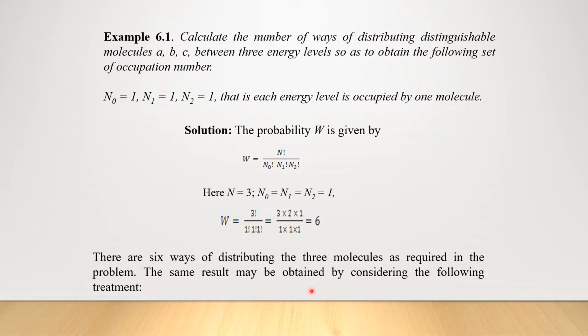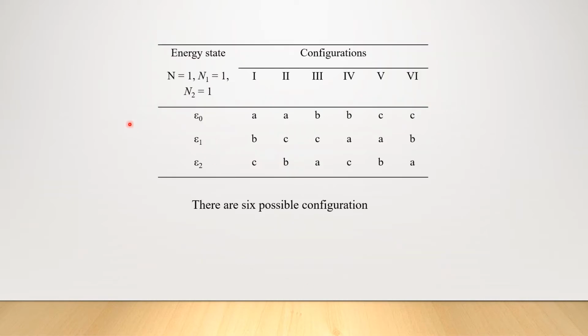Now the same result can also be obtained by considering the following treatment. For example, the energy values are given by epsilon 0, epsilon 1 and epsilon 2. And n0 is equal to 1, n1 is equal to 1 and n2 is equal to 1. And these are the 6 different configurations in which these molecules can be arranged. So first configuration, second configuration, third, fourth, fifth and sixth. So there are 6 ways, that is 6 configurations in which the molecules ABC can be arranged.